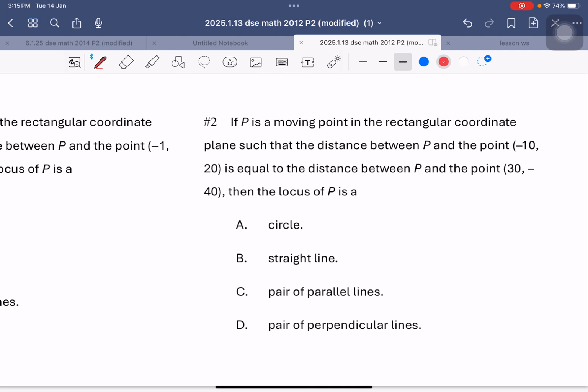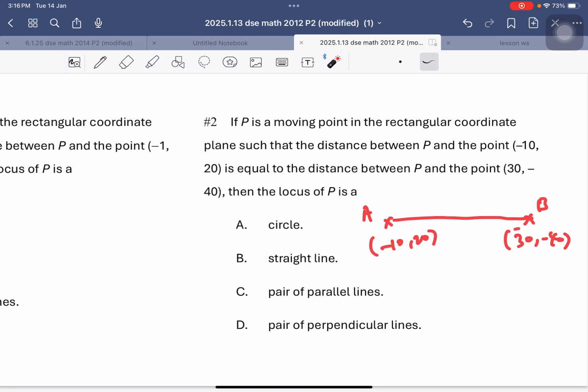Okay, so we have point (-10, 20), and then we have another point (30, -40). So we have a point P. It's a moving point. The distance between this point and point A and point B is going to be the same. So where is this point P? Move it. Where is it? Middle. You need the distance from A and B to be the same. So P must be here, in the middle. Can it be here? Yes. So it's actually perpendicular, isn't it?